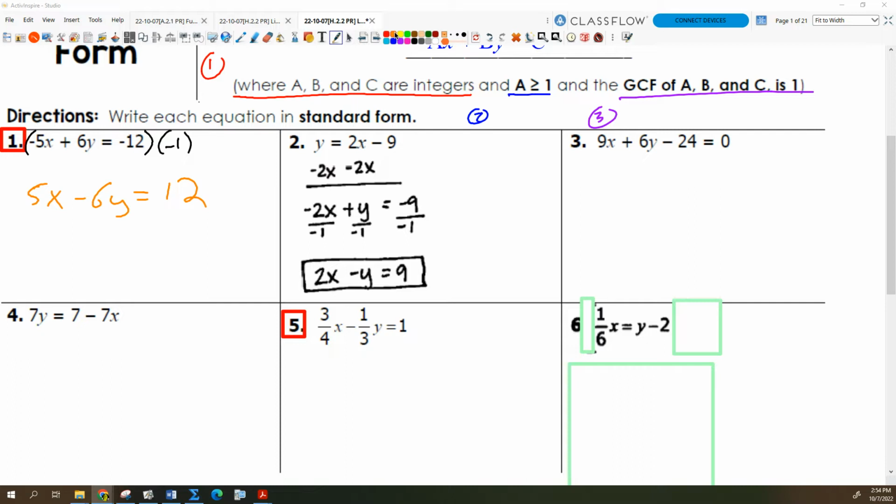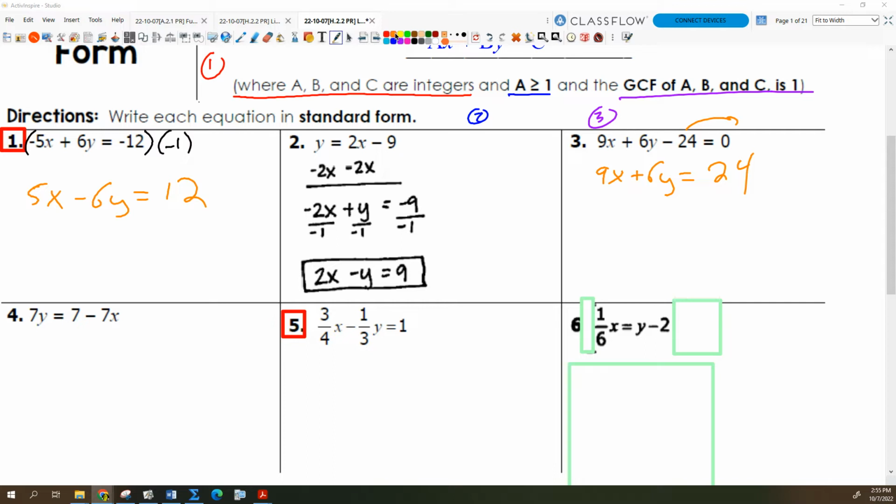What about number 2? All we'd have to do there is push the x over to the left side and then make it positive, right? So again, distribute a -1 through everything. We could either multiply everything by -1 or divide everything by -1. Same thing. What about number 3? Add 24, okay? So we add 24 and we're going to push that 24 over there. So 9x plus 6y equals positive 24. Done?